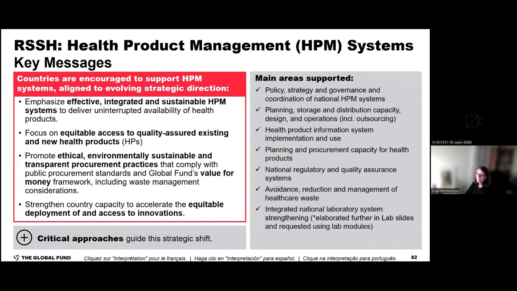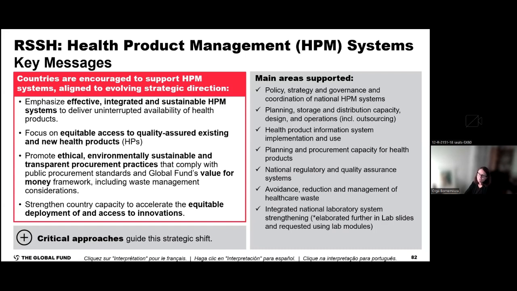Health product management systems. This is another area where we continue to fund. The main aim of our investments in HPM is to ensure effective, integrated, and sustainable health product management systems to deliver uninterrupted availability of health products.